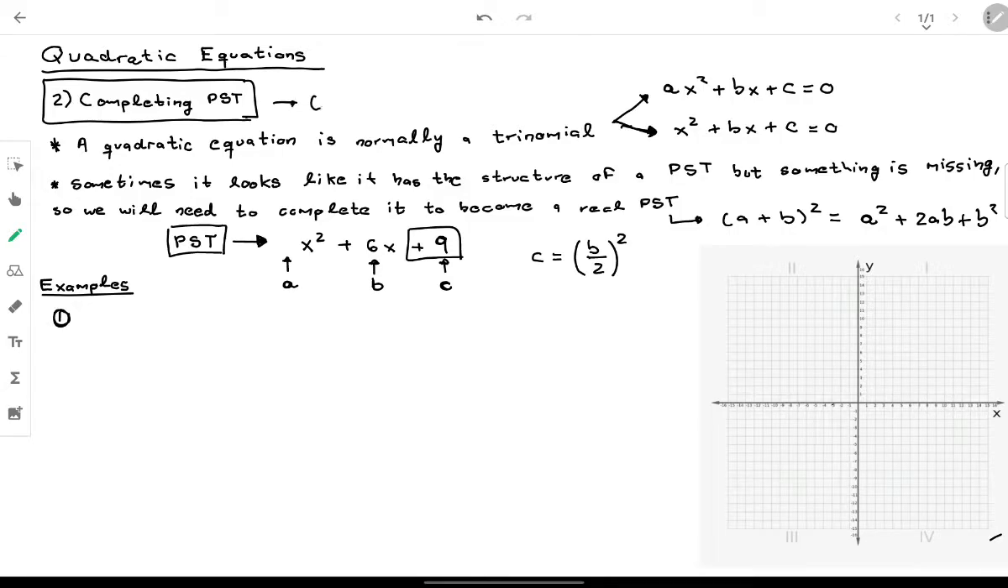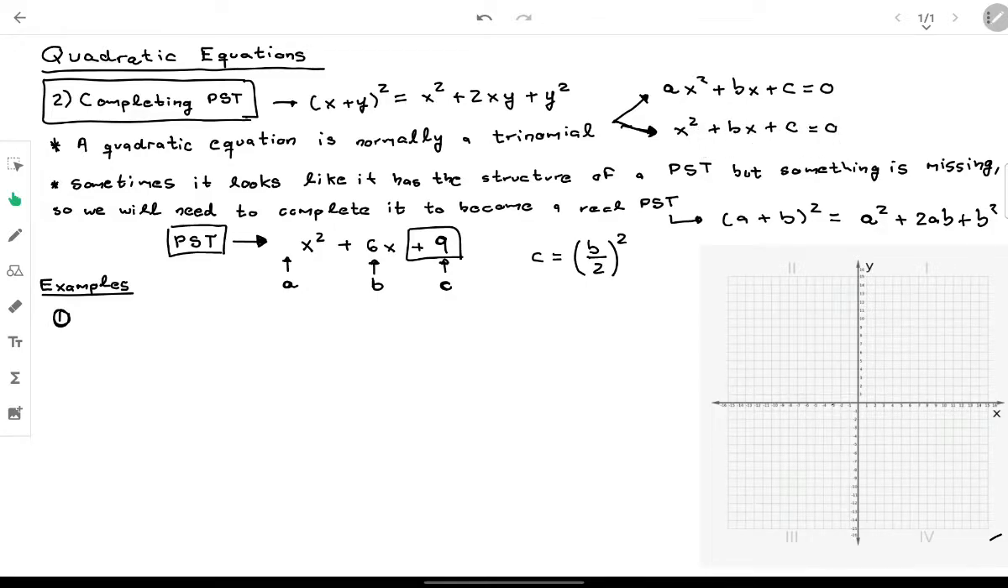a binomial squared. (x + y) squared equals x squared plus 2xy plus y squared. So remember, that's the structure of a perfect square trinomial. Remember, a quadratic equation is normally a trinomial because we have the quadratic term, the linear term, and the independent term: ax squared plus bx plus c equals 0. And normally, instead of having a number in front of x squared, we have a 1, and it will be x squared plus bx plus c equals 0.